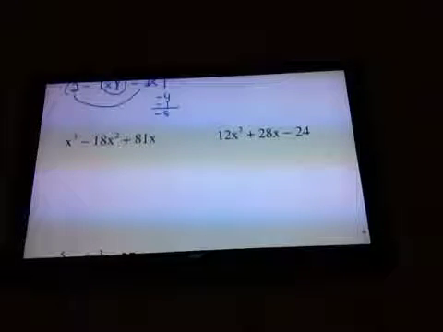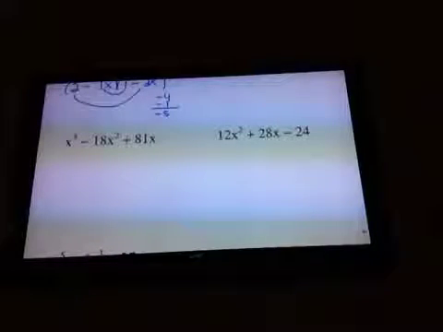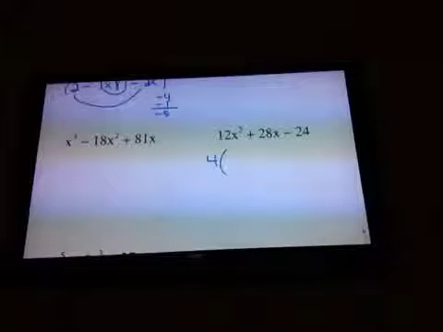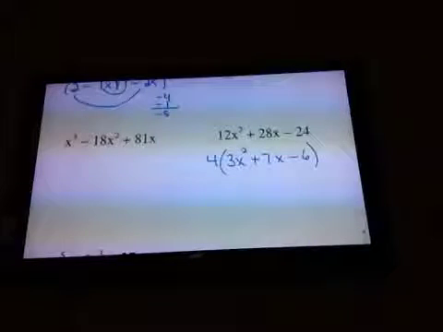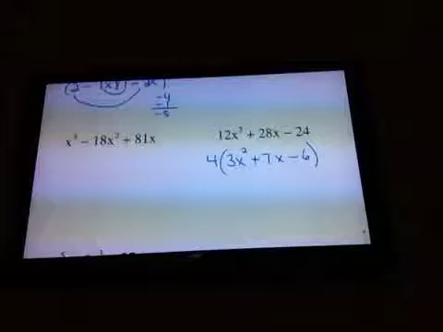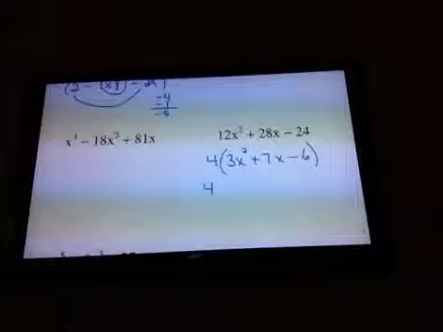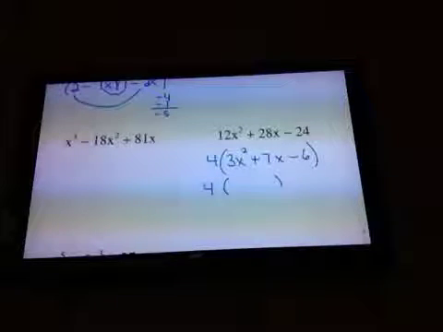I can take out 2, but I can also take out 4. I think 4 is the biggest. So 4 divided into 12 is 3. X squared comes down. 4 into 28 is 7. X comes down. 4 into 24 is 6. Once I take out my common factor, then I do what I've just been doing.